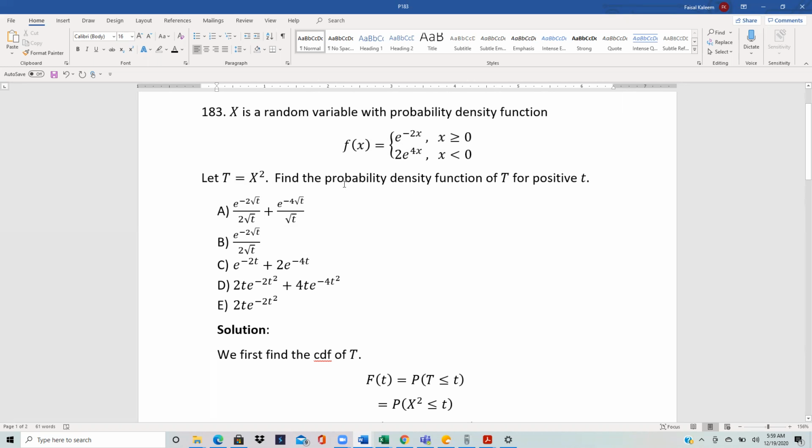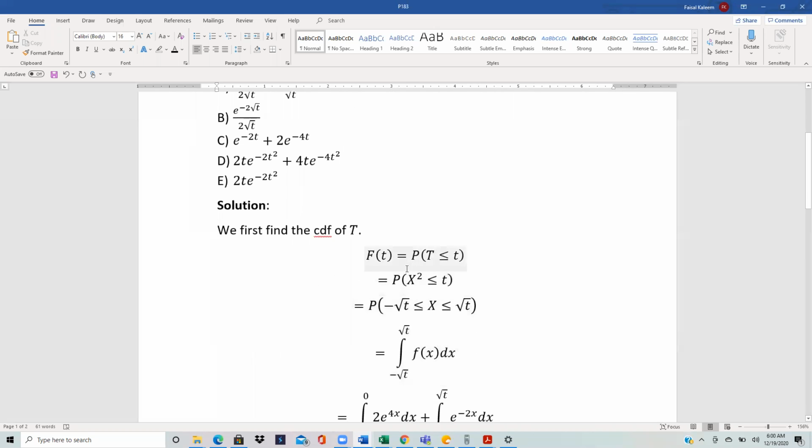you first have to start by finding the CDF. So the CDF of T is F of t, and that's the probability that big T is less than or equal to little t. And now big T is X squared, so the probability that X squared is less than or equal to t. And now in an inequality, when you take the square root of both sides, you will get X is between negative square root of t and positive square root of t.